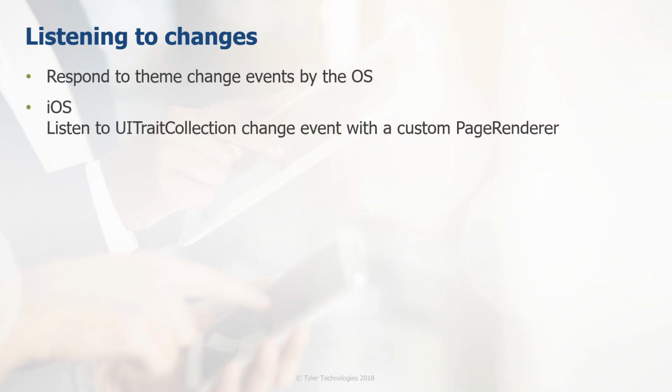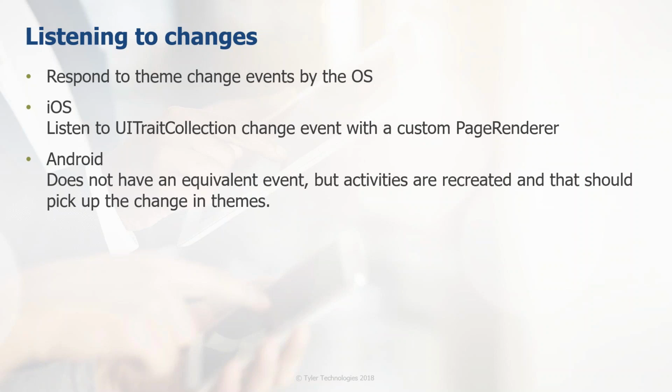So, listening for changes, which is what I was talking about just a minute ago: you can respond to theme change events by the OS, mainly under iOS. For iOS, you wait for a UITraitCollection change event and write that in a custom page renderer, and that'll work across the board. Android does not have an equivalent event, as far as I could tell, but activities are recreated, and that should pick up the change in themes.